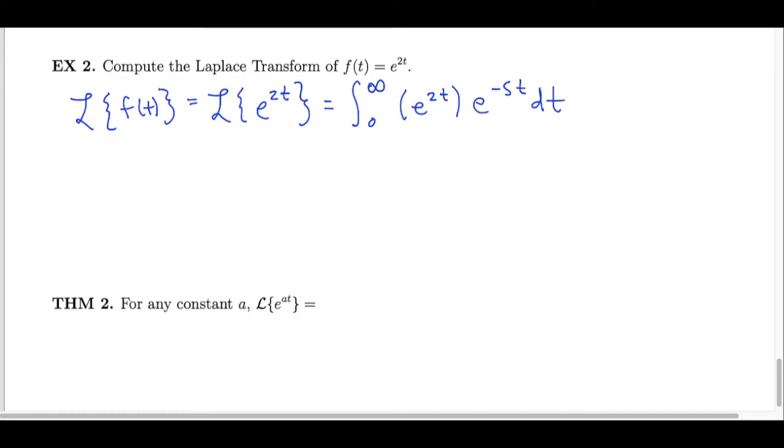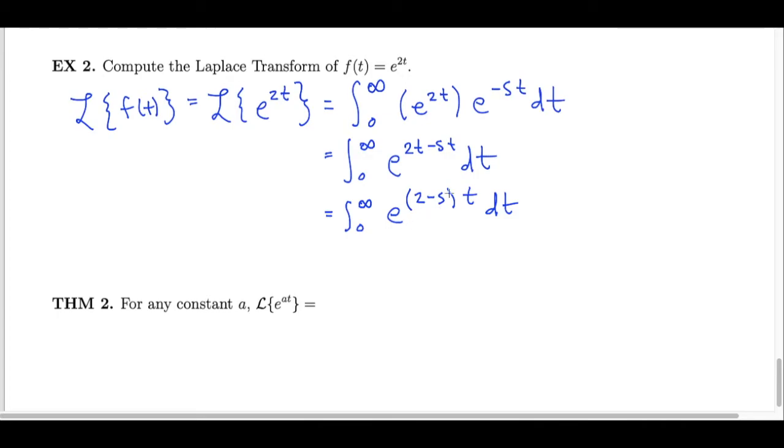I will, of course, start with the definition, and here I've plugged e to the 2t into that definition of the Laplace transform. In my integrand, I have two terms that are exponentials with the same base. Since they're multiplied, I can combine them into a single term by adding their exponents. And then here I've gone a step further and actually factored the t out in the exponent. Now remember, 2 is a constant and s is also being treated as a constant.